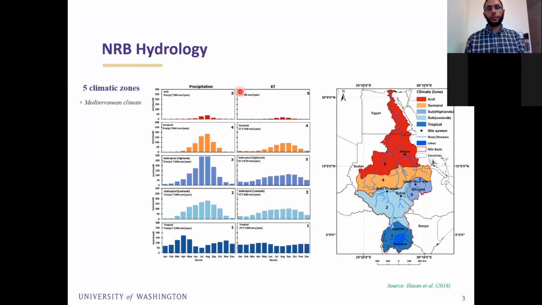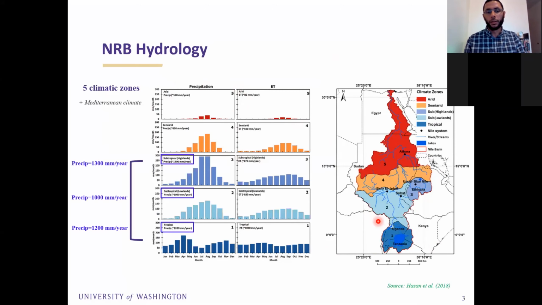So here is the hydrology of the Nile River Basin. You probably know that most of the rain happens in the upstream of the White Nile and also the upstream of the Blue Nile, which are tropical and subtropical regions. And most of the downstream areas, in part of Sudan and also in Egypt, have a very arid climate, which has almost zero precipitation. And that's why, as I said in my first slide, I shared these two pictures to show that it's very wet in the upstream of the basin, while as we go downstream, it's very dry and arid.